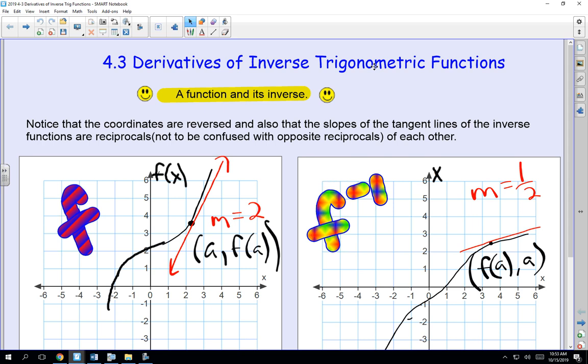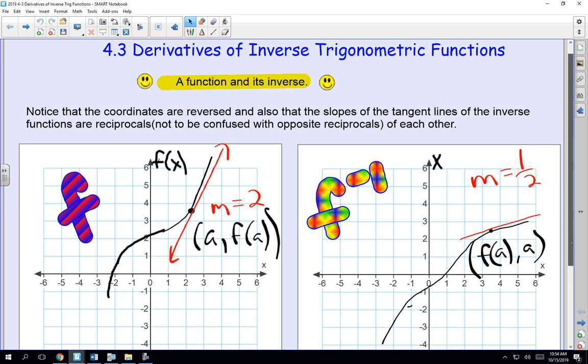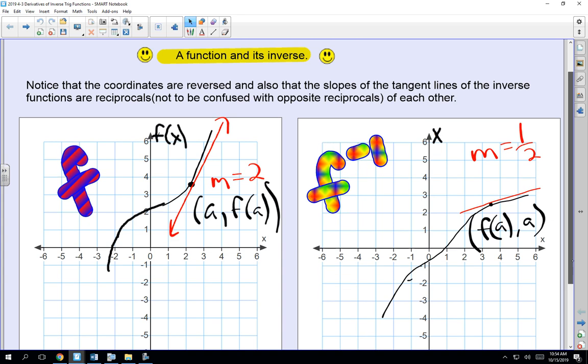So a function and its inverse, let's just talk about this a little bit. There's a theorem that relates the slope of the tangent line for a function and its inverse, okay? And it's easy to get it confused because of what you learned in algebra about tangent and normal lines, but it's slightly different. I'll help you understand the difference here. So a function and its inverse: the coordinates are reversed.